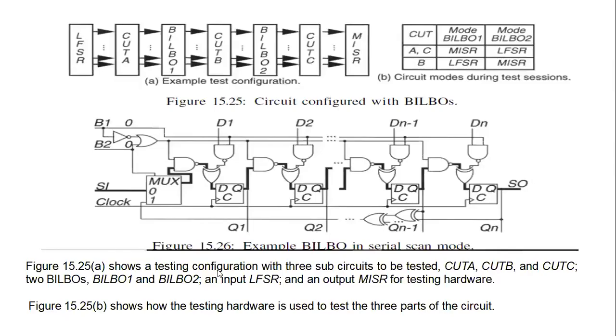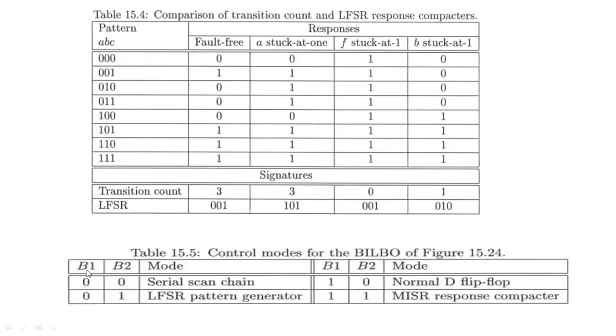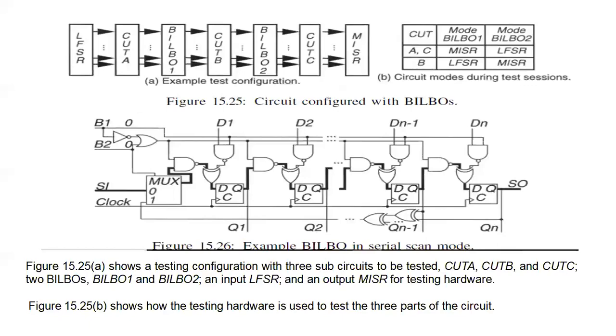So you can see here, we have already discussed in the BILBO, where we have B1, B2 modes: 00, 01, 10, and 11. Based on these modes, we are going to operate the LFSR mode, shift operation mode, serial scan chain mode, or MISR response compactor. So we are going to define that operation, right?